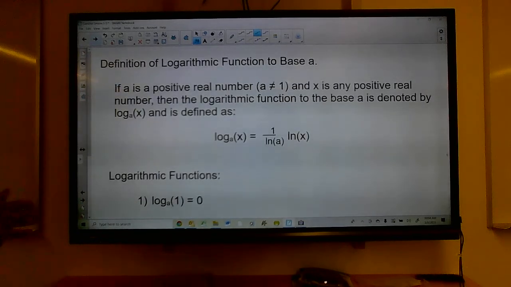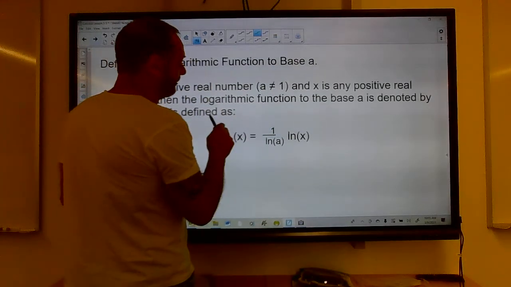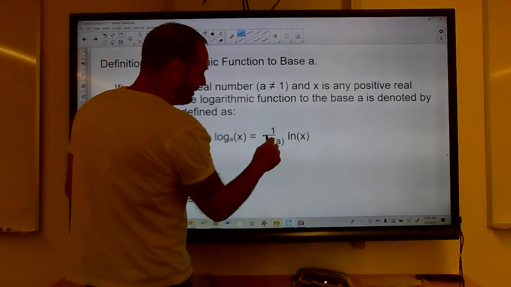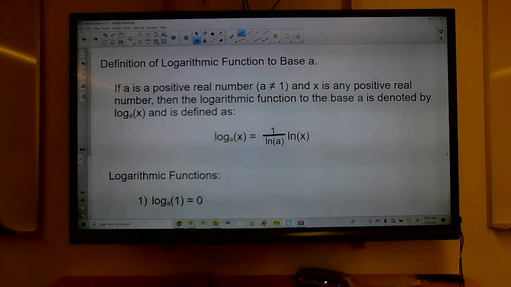All right, definition of a logarithmic function of base a. If a is a positive real number and not equal to 1, and x is any positive real number, then the logarithmic function to the base a is denoted by log base a of x, read "log base a of x," and is defined as log base a of x equals 1 over the natural log of a times the natural log of x.